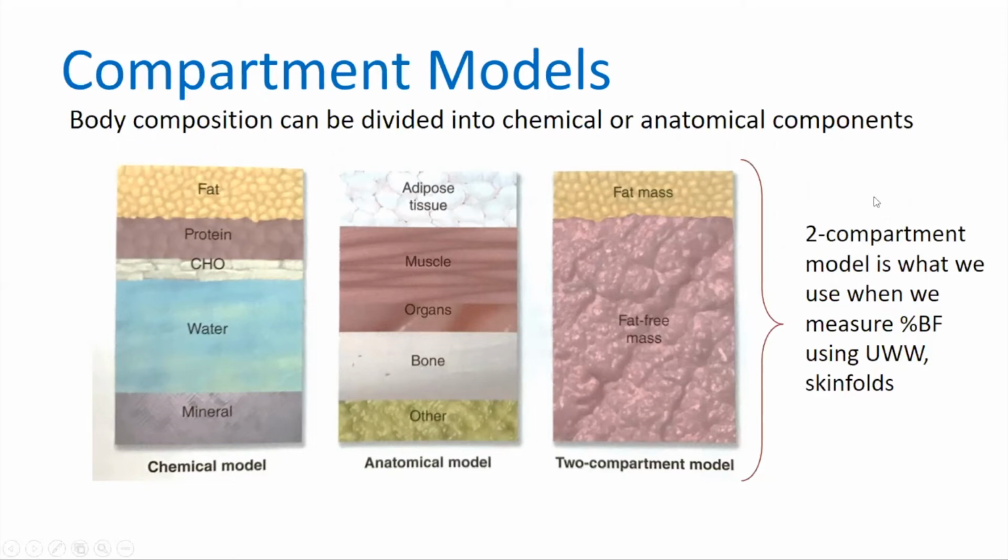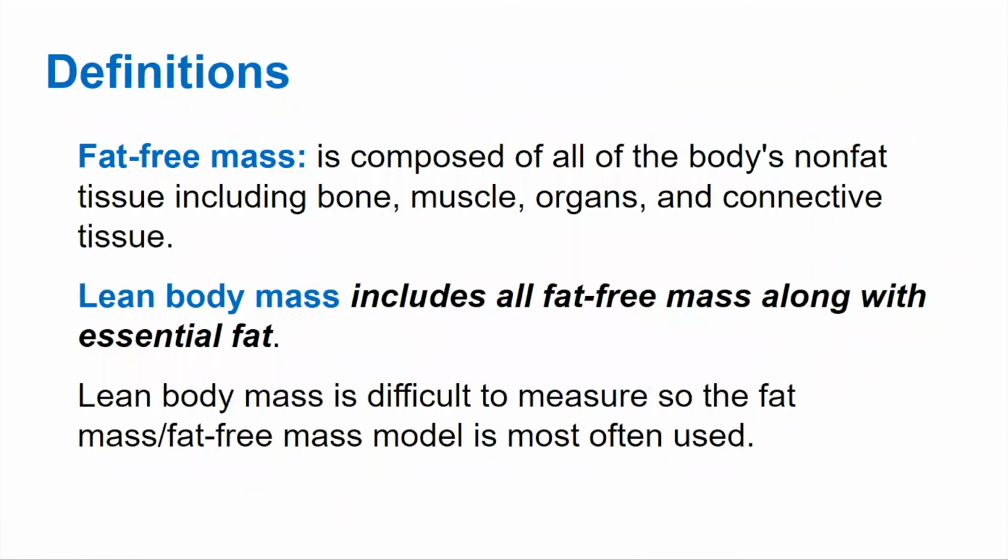So again, in this section, we're going to be using the 2-compartment model, where we're going to assume the body is going to be broken down into fat mass and fat-free mass. There is a difference between fat-free mass and lean body mass. Fat-free mass is the mass of the body that has 0 fat. Lean body mass is the mass of the body that includes the essential fat of the body, for example, cell membranes.